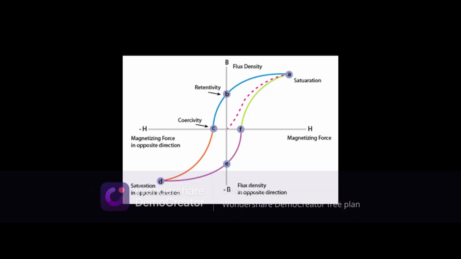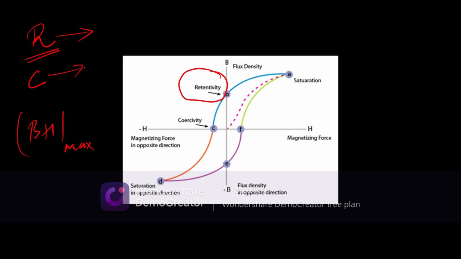Okay, so these two terms are important. Let me explain these three terms again in short: retentivity, coercivity, and BH max. Retentivity is nothing but how much magnetization is retained when we remove the external magnetic field. That is retentivity. And coercivity is resistance to deformation.